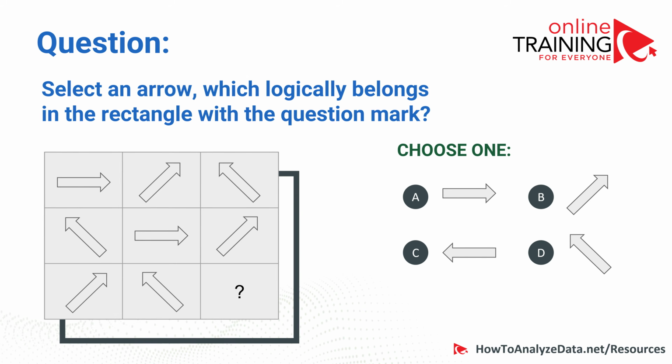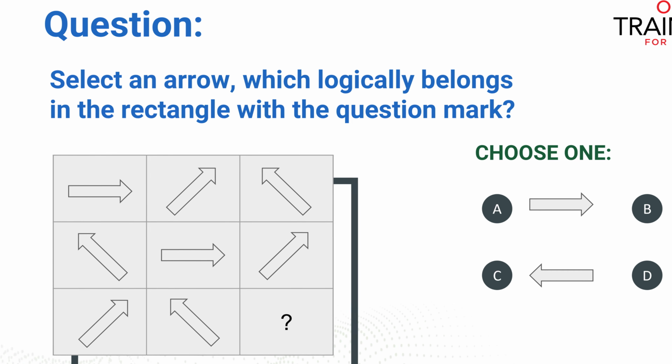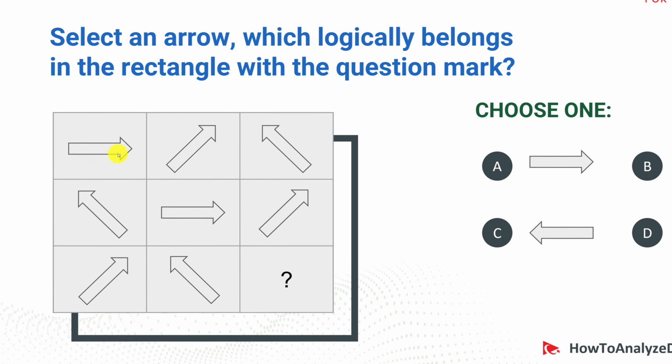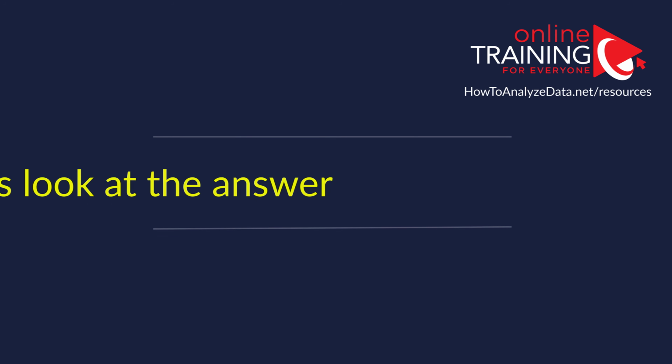Now let's look at the question which tests your knowledge of working with shapes, patterns, and numbers. Select an arrow which logically belongs in the rectangle with the question mark. Here on the screen, you see 3x3 box. Each row of the box and each column of the box has arrows. One arrow is missing. Which arrow do you think is missing?